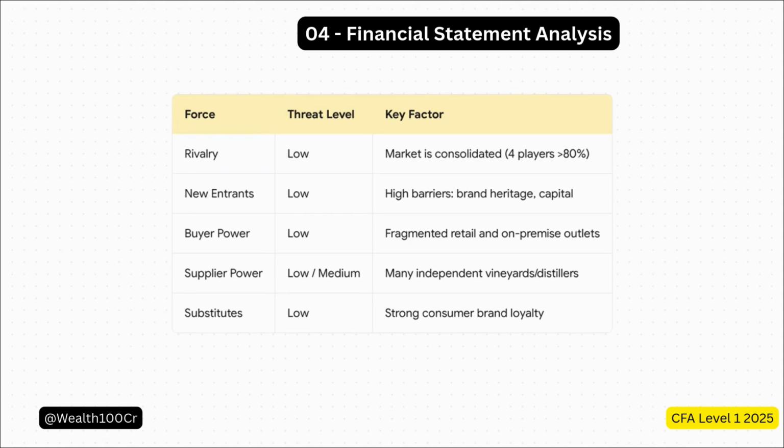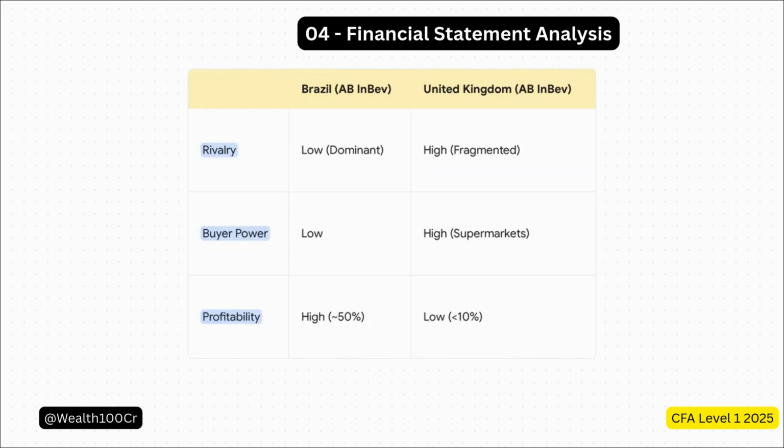Low, low, low, low. It's a consolidated market, meaning just a few players control everything, and it's incredibly hard for a newcomer to break in. This structure gives companies like Rémi immense pricing power, which leads directly to those high and stable margins. Now, let's flip the script. Contrast that with the beer industry.